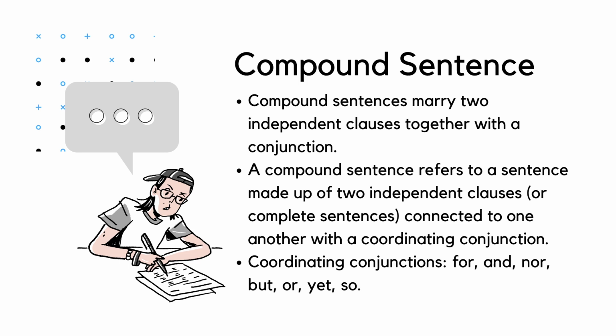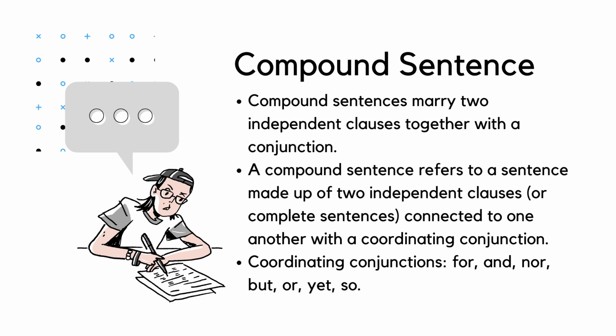Now, we shall see some examples for compound sentences. Firstly, let us learn its definition. Compound sentences is made of two independent clauses together with a conjunction. In simpler words, a compound sentence refers to a sentence made up of two independent clauses or complete sentences connected to one another with a coordinating conjunction. The coordinating conjunctions are for, and, nor, but, or yet, and so on.